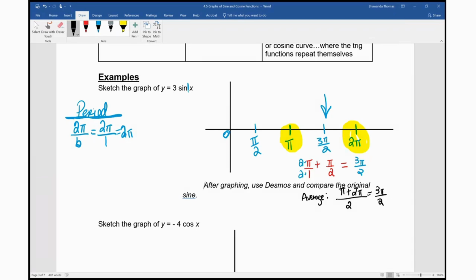Either way, which one y'all like? The first way? Okay. Fine with me, as long as we get the right numbers. All right. So we spread it apart. We got our one period down. And let's go over amplitude.